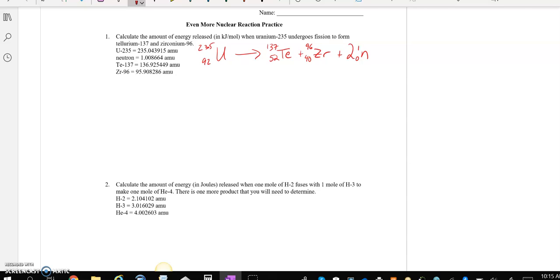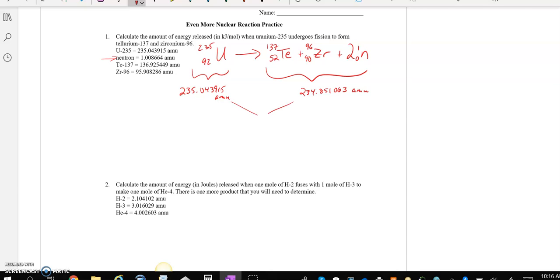It kind of leads you to believe that there's going to be a neutron, considering you're given the mass of a neutron, so that's the third product. To find out the amount of energy released, we need to figure out the mass defect for this reaction. So we find the mass of the reactants and the mass of the products and find the difference. So uranium-235 has a mass of 235.043915 AMU. And if you add up the masses of tellurium, zirconium, and 2 neutrons, you get 234.851063 AMU.